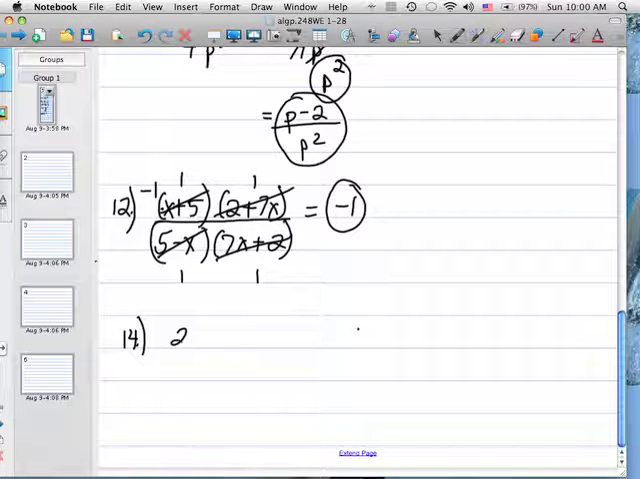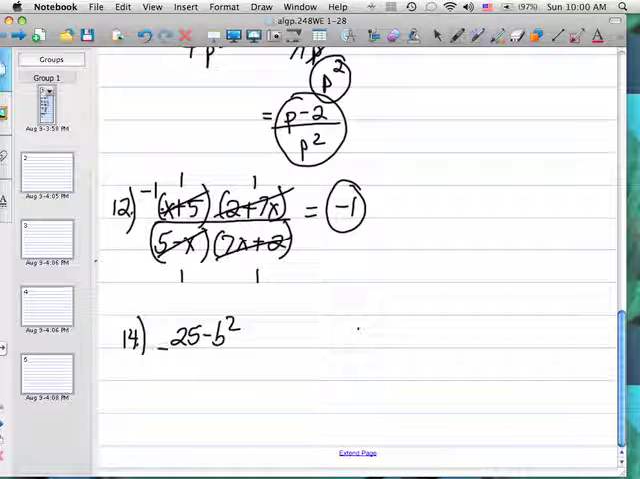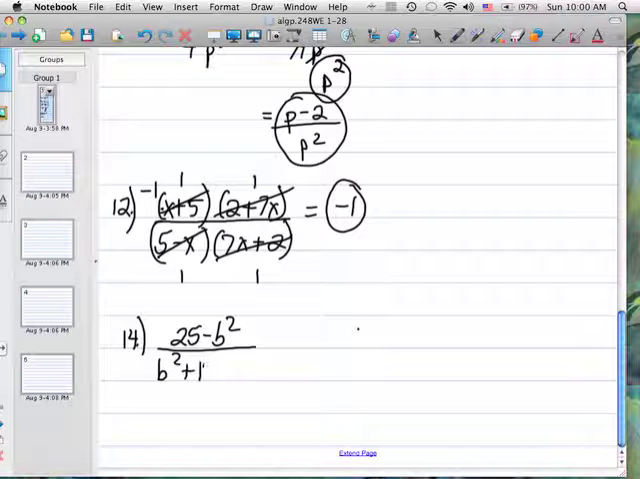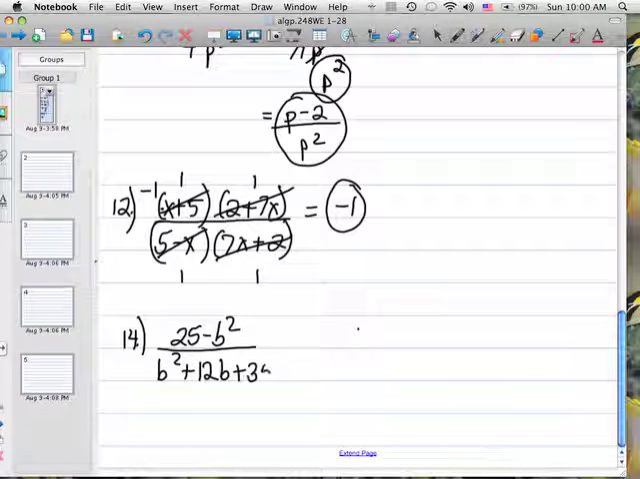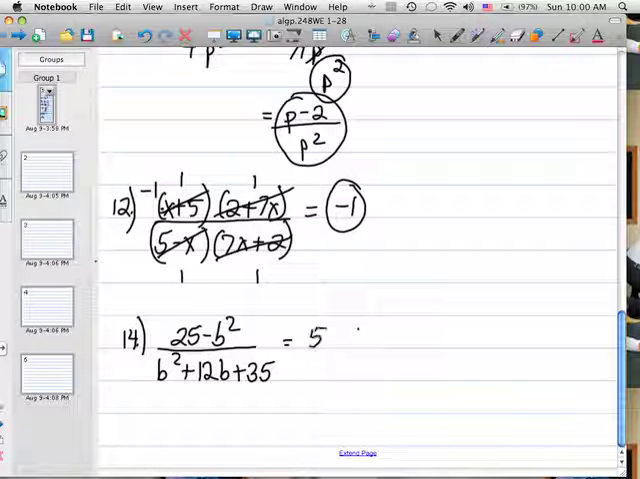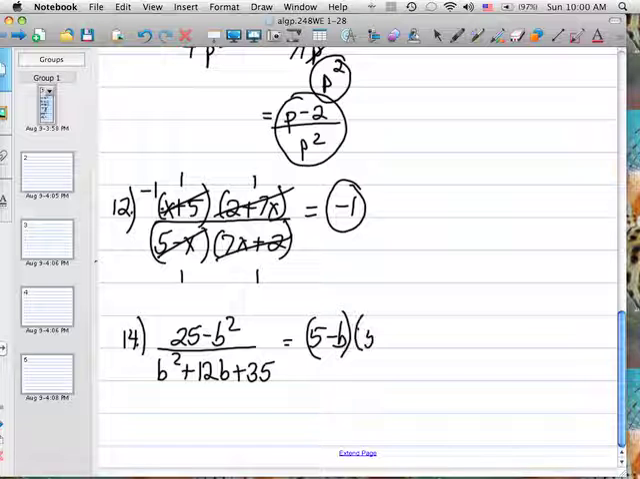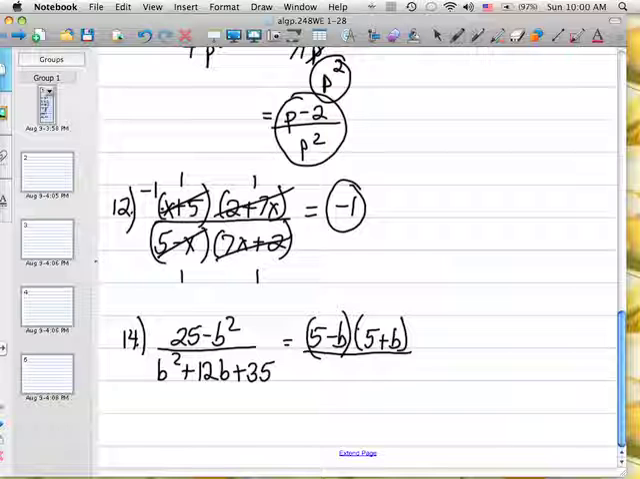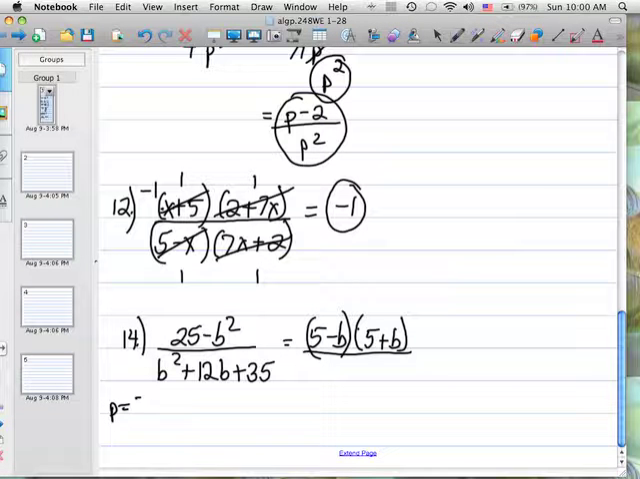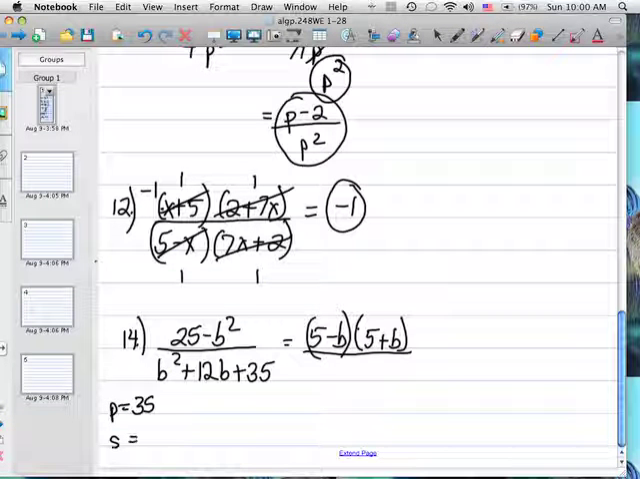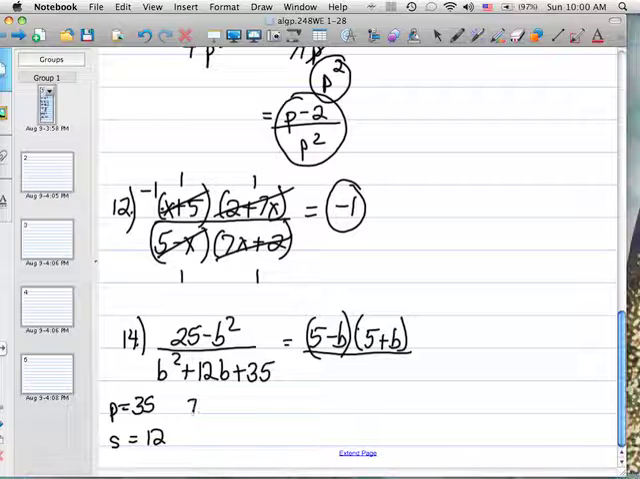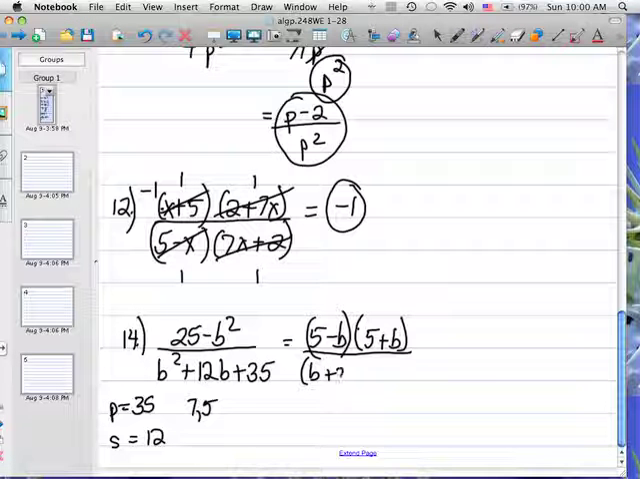Problem 14, I have 25 minus b squared over b squared plus 12b plus 35. The numerator is the difference of two perfect squares, so that's going to be 5 minus b and 5 plus b. The denominator is a trinomial. It's not a perfect square, so I'm going to do product is 35, sum is 12. So the two numbers that work would be a +7 and a +5. So that's going to factor to b plus 7 and b plus 5.